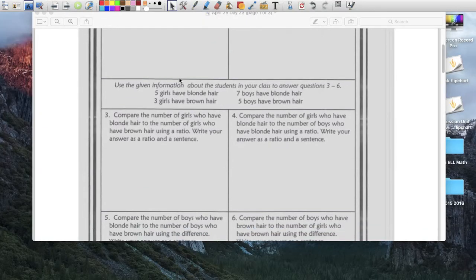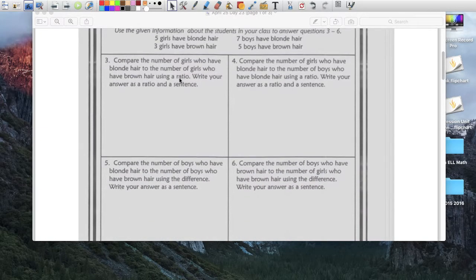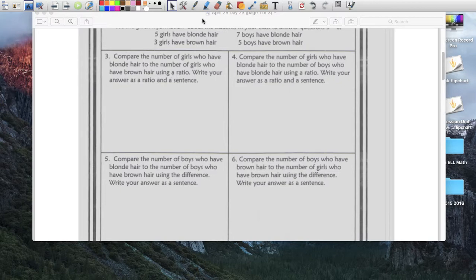Not too fun on the next set of questions here, but we'll do it anyway. Compare the number of girls who have blonde hair, which is 5, to the number who have brown hair, which is 3. Write your answer as a ratio and as a sentence. As a sentence, you can use "for every": for every 5 blonde girls, there are 3 brown hair girls. I'm not going to write the whole thing, but that's what I want you to write.